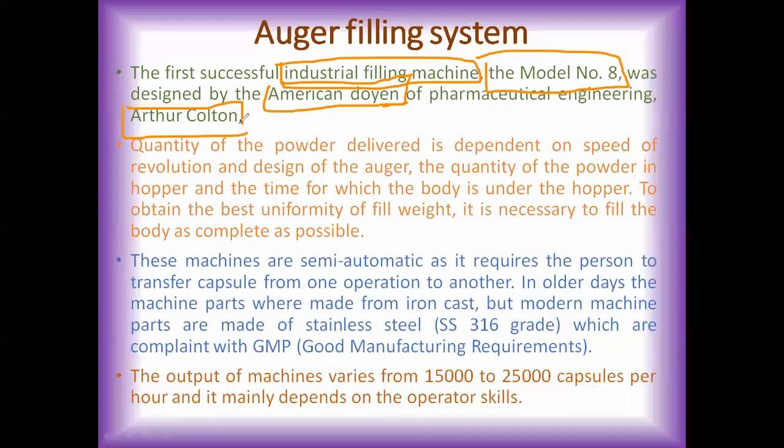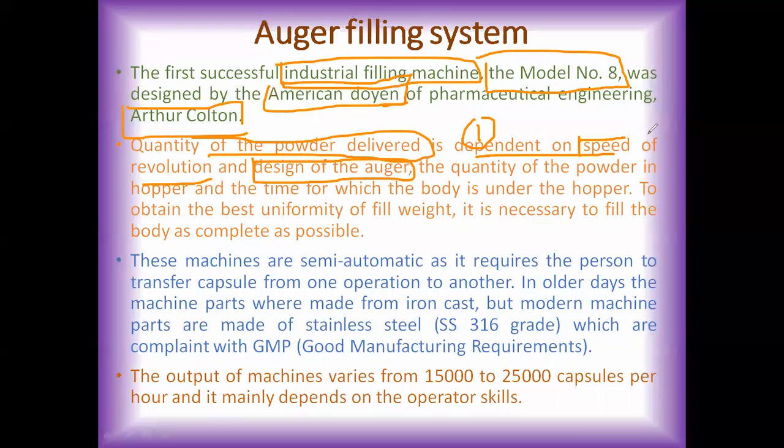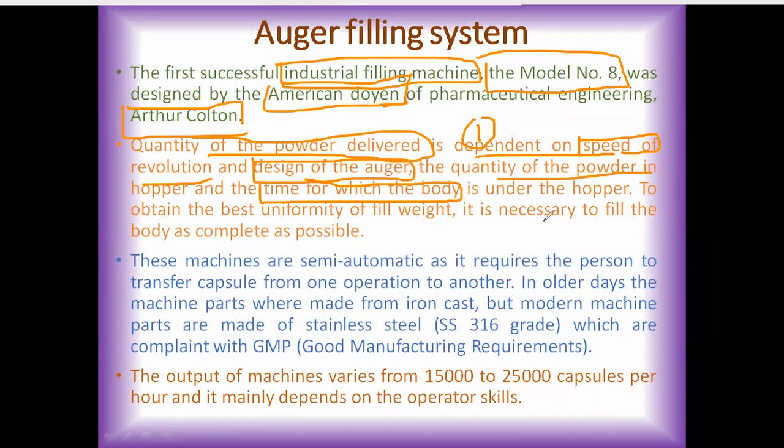Now in this auger filling system, the quantity of powder delivered is dependent on, firstly, the speed of revolution. Secondly, the design of auger system. This is the first part. It is dependent on the speed at which you are going to rotate the auger system, as well as the design of the auger. Then the quantity of powder in the hopper, and also the time for which the body is under the hopper.